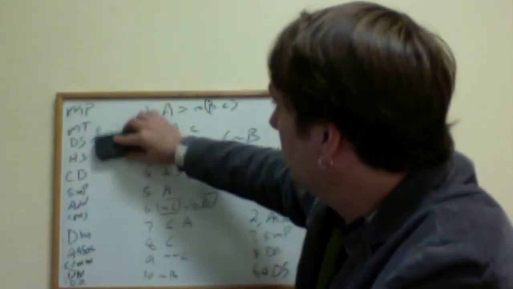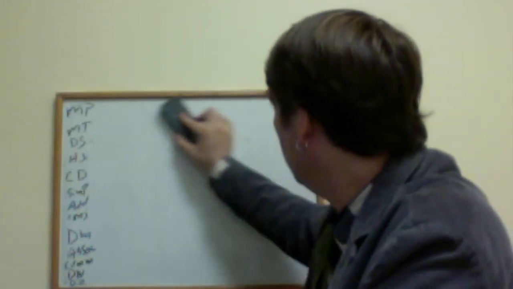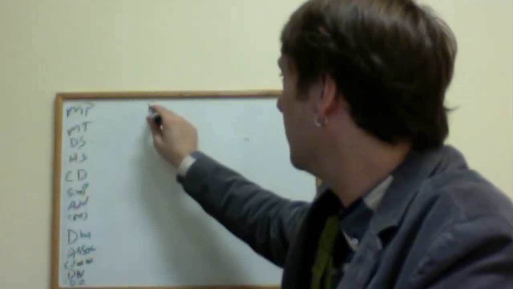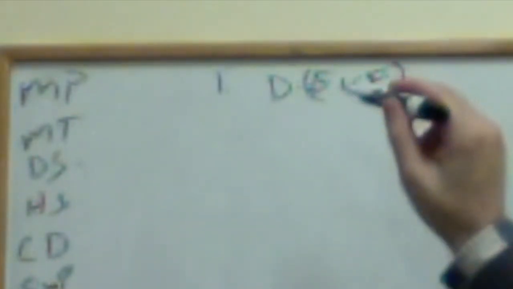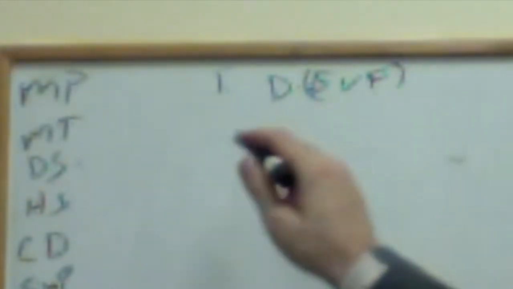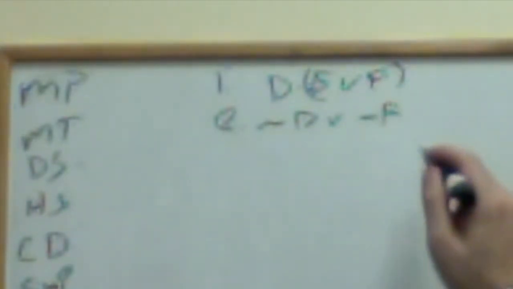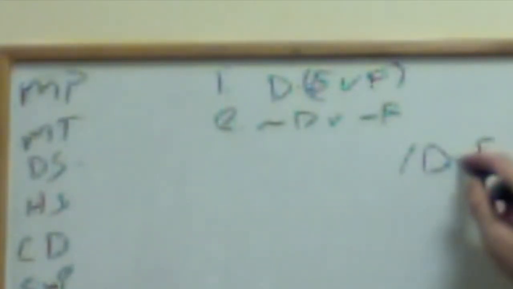Okay, so let's do another example using our rules here, and then we'll start looking at some translation exercises before we finish. So here's our first premise. It says D dot E wedge F, and these are in parentheses. And our second premise is tilde D wedge tilde F. And our conclusion is D dot E.